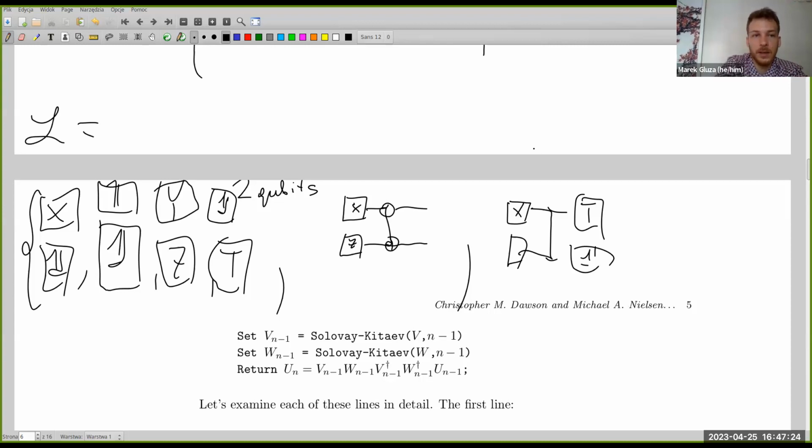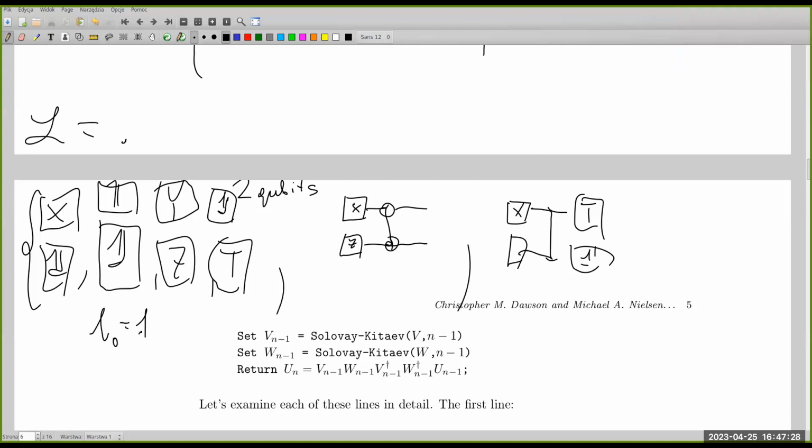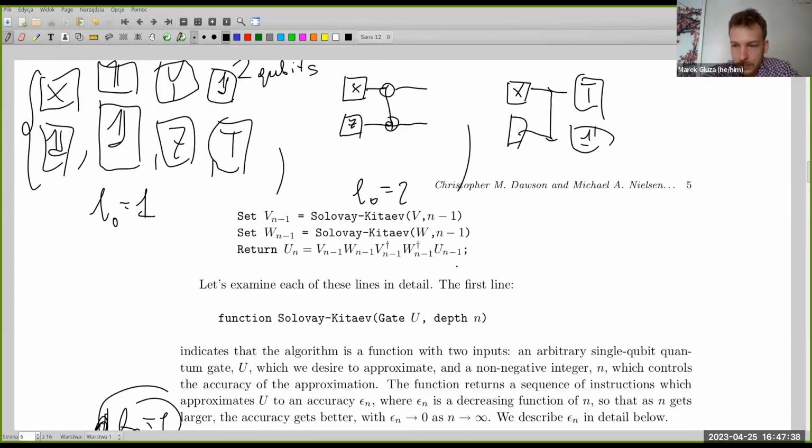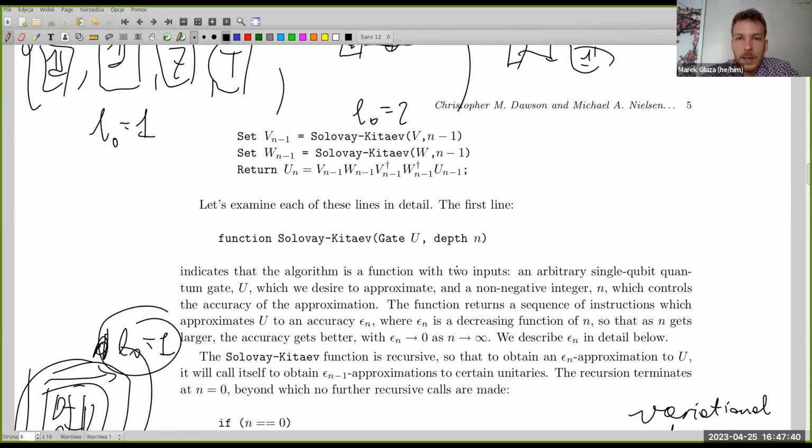Okay, so that's gonna be pretty big, right? I mean, if you have multiple qubits, that's gonna be huge. Lookup table. Yeah. So you can do it better.